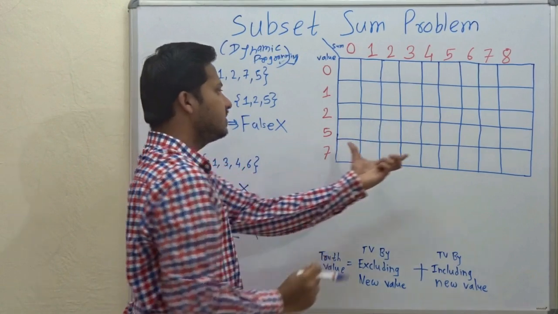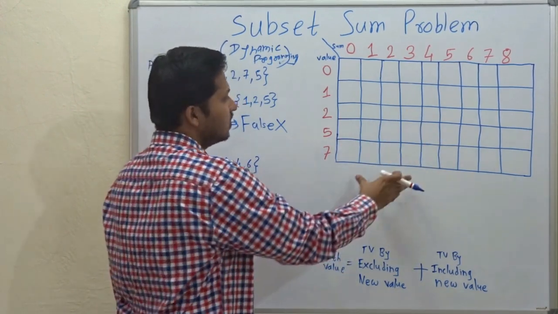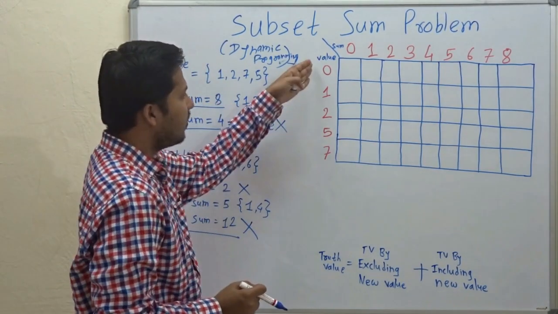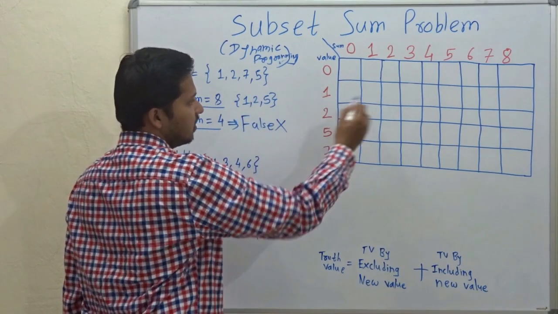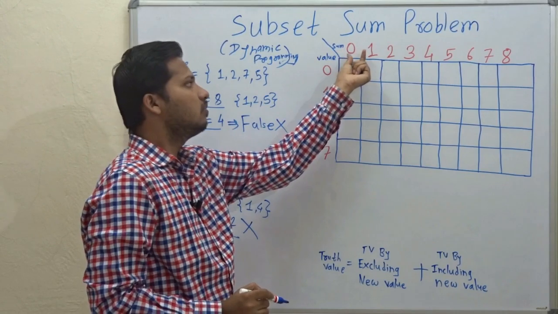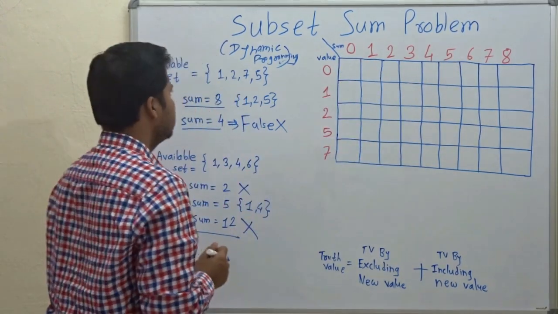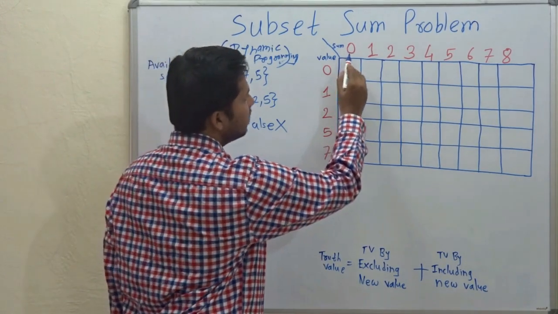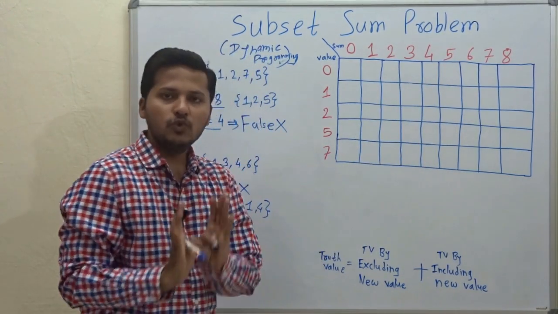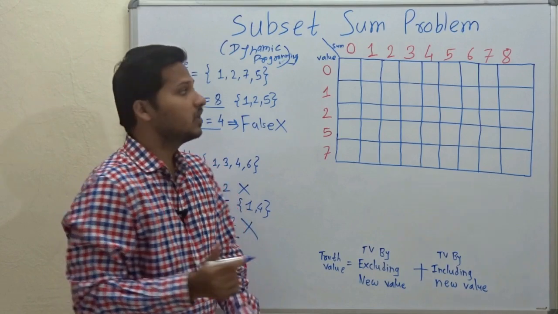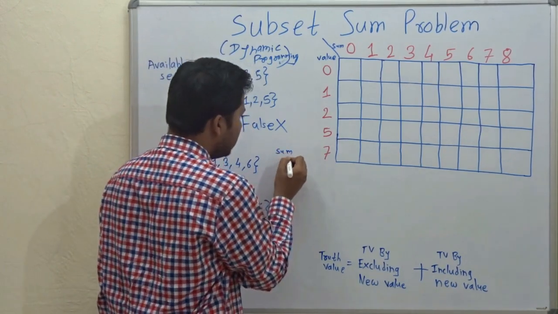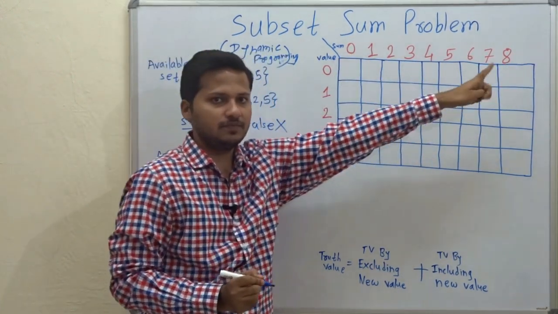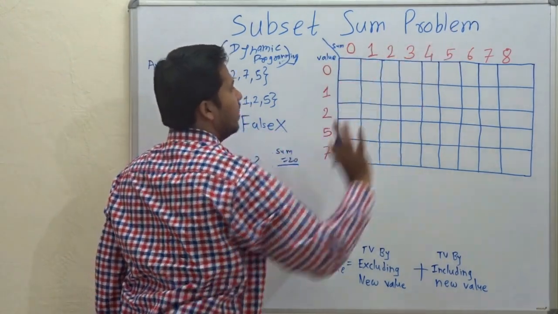Okay, so here is the memoization matrix for the dynamic programming. Now in this memoization matrix, we are having the value for the rows and sum for the columns, which means if we want to form sum is equal to 8, then we will write 0 to 8 here. If you want to form sum is equal to 20, then you will write 0 to 20 here. That is the column values.